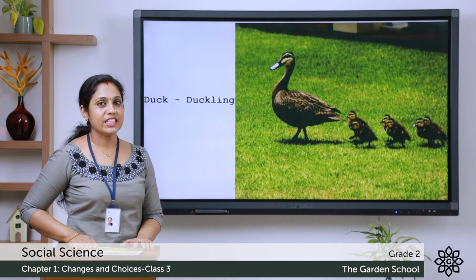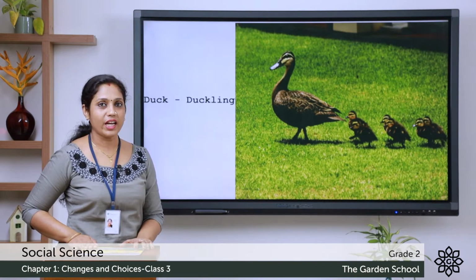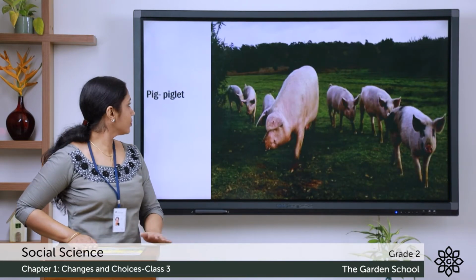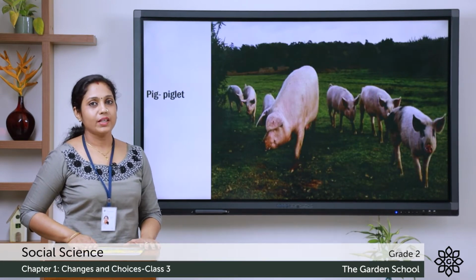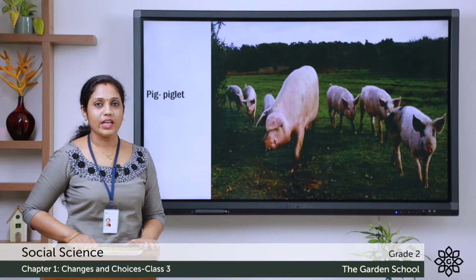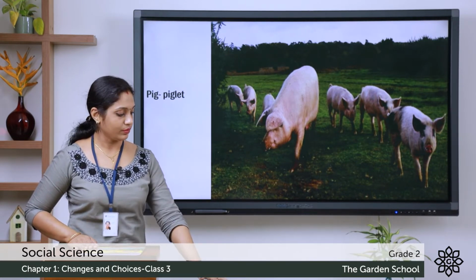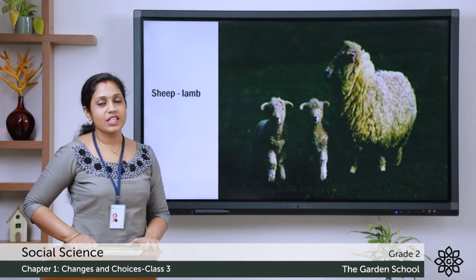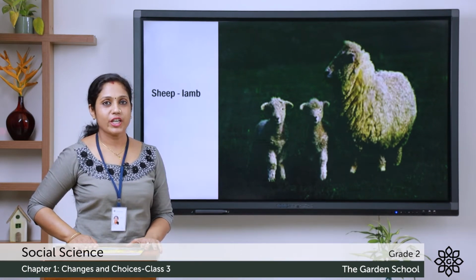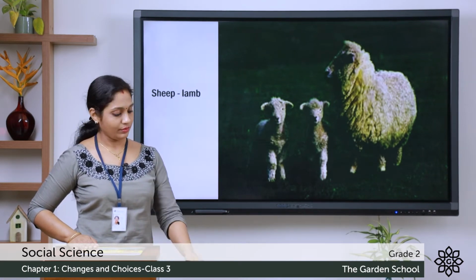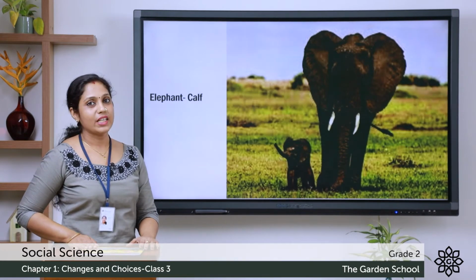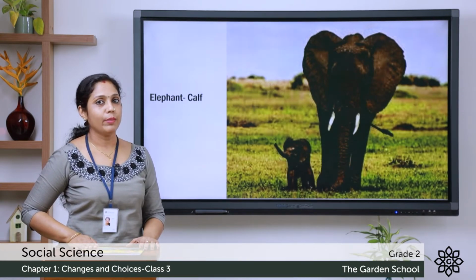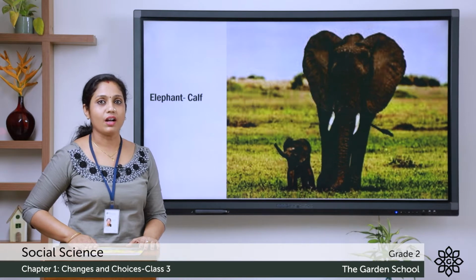Here we can see duck. And what is the young one of a duck called? We call it duckling. This is pig. The young one of a pig, we call it piglet. This is sheep and the young one of a sheep is called lamb. We can see an elephant here and the baby elephant is called a calf.